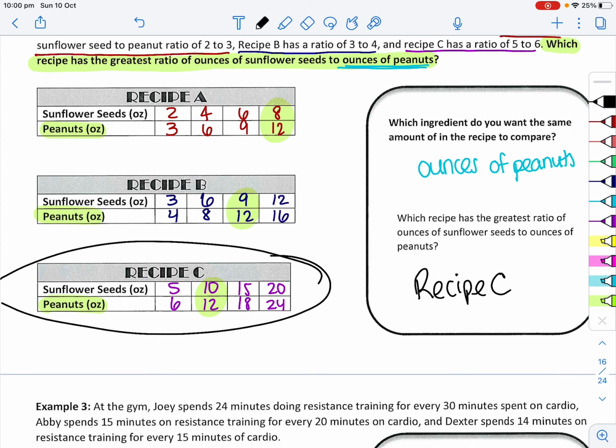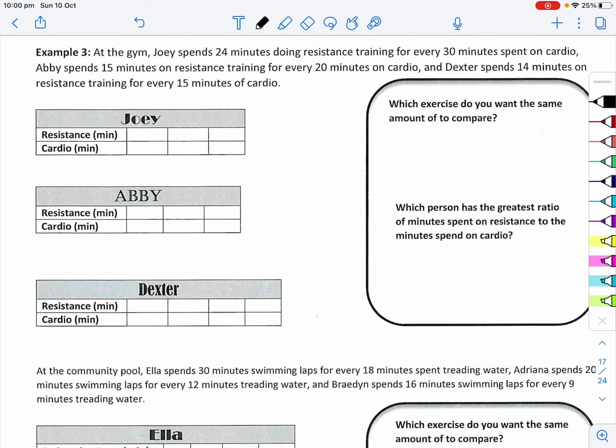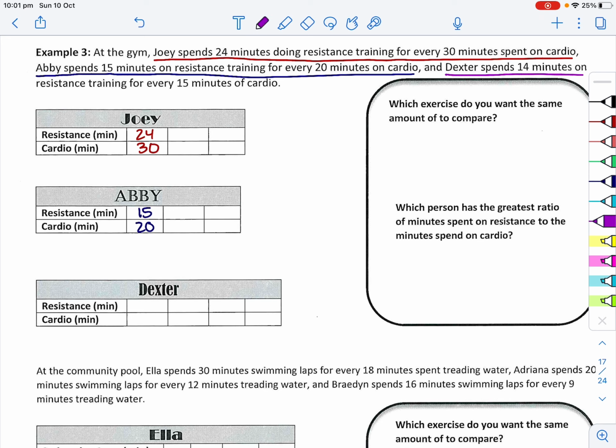Okay, so on to the next one. At the gym, Joey spends 24 minutes doing resistance training for every 30 minutes spent on cardio. So I'm looking at Joey, and I've got 24 minutes on resistance and 30 on cardio. Abby spends 15 minutes on resistance training for every 20 minutes of cardio, so 15 and 20. And then Dexter spends 14 minutes for every 15 minutes. So 14 and 15.